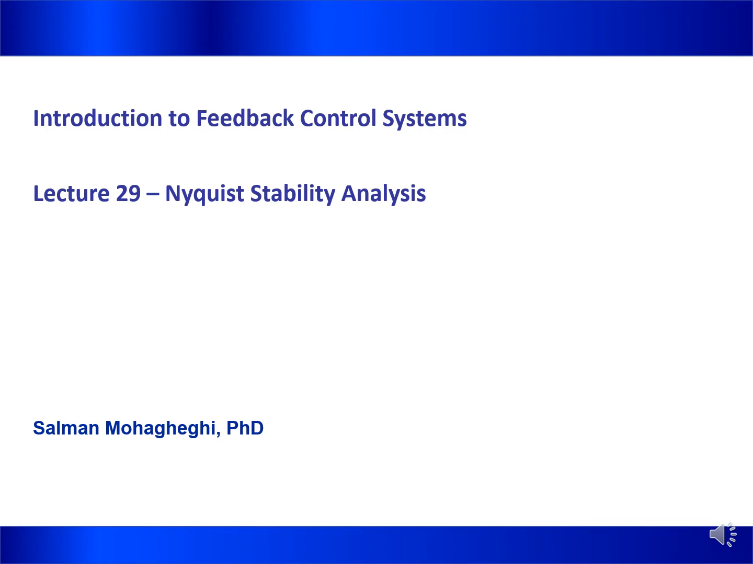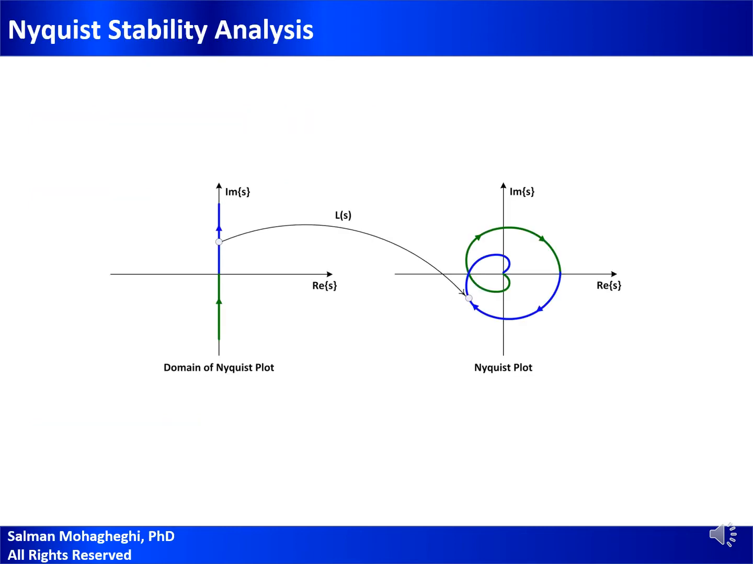We will continue our discussion from last time, do another example using Nyquist stability analysis, and look into some special cases. First, let's remember what Nyquist is. Nyquist is a tool for assessing the stability of a system when we have limited information about our transfer function.